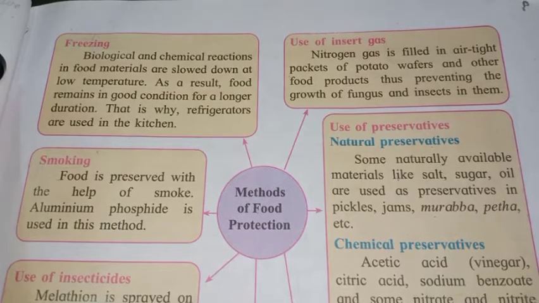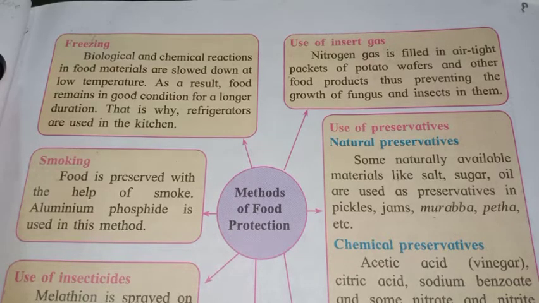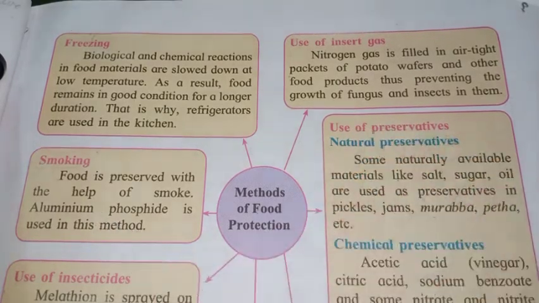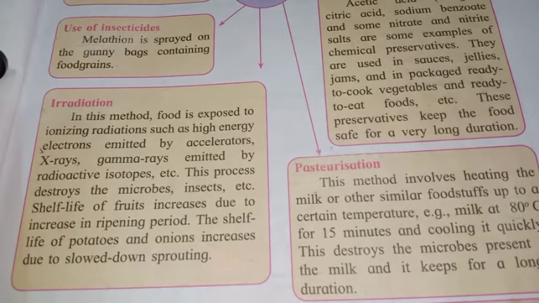Now the next point is smoking. Smoking is when food is preserved with the help of smoke. It is called smoking. Smoking is the process in which food is preserved with the help of smoke. Aluminium phosphide is used in this method. What is used in this method? Aluminium phosphide. Next point is the use of insecticides.